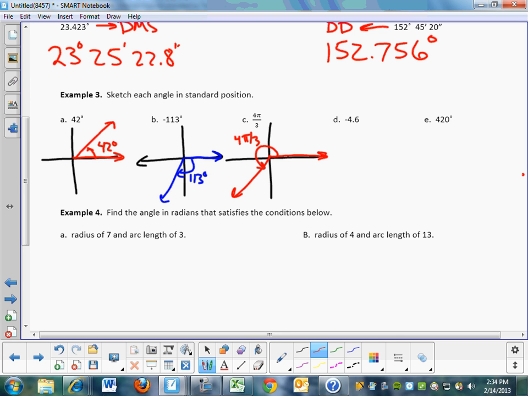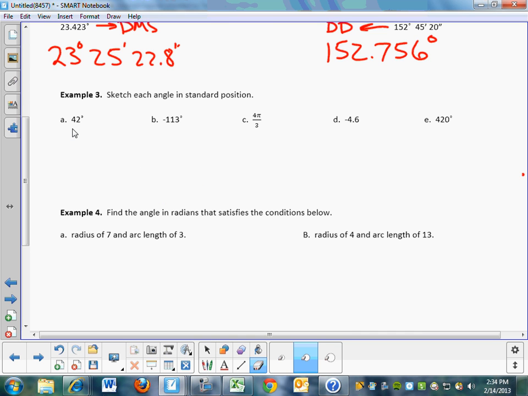Negative 4.6 degrees or radians? Why? There's no degree symbol. 4.6 is simply the numerical expression. It's not in terms of pi. So we can do this, but this is going to require some smarts on our part. So put your thinking caps on.